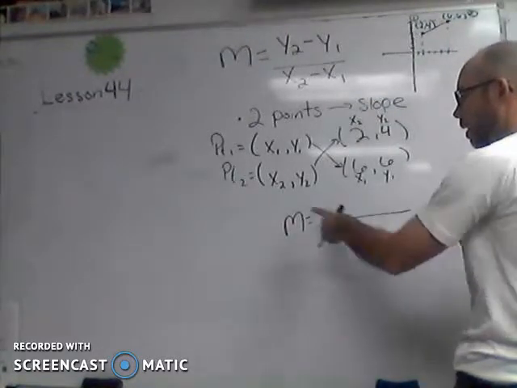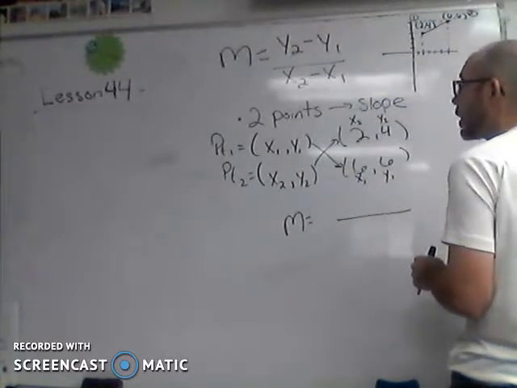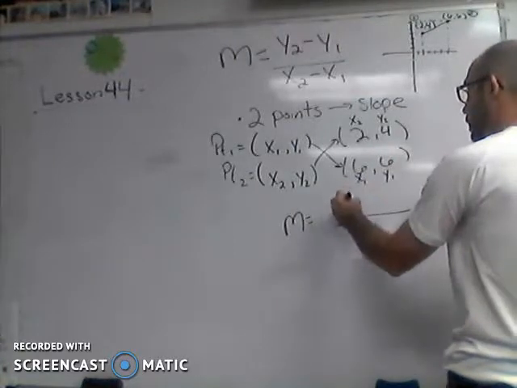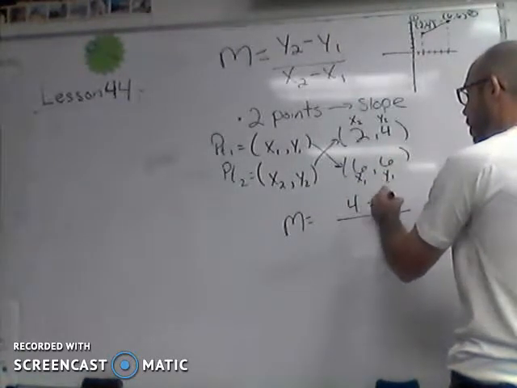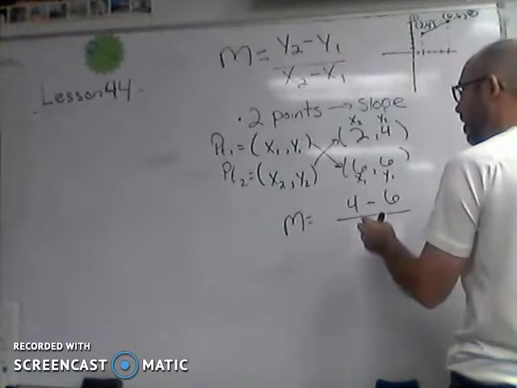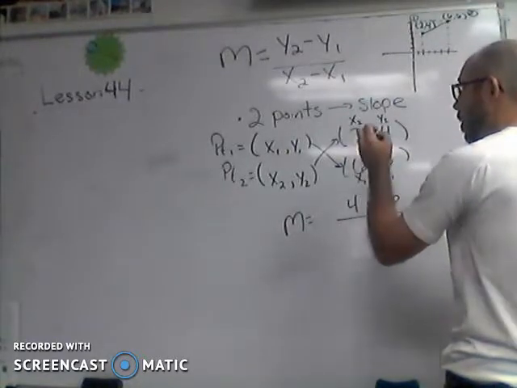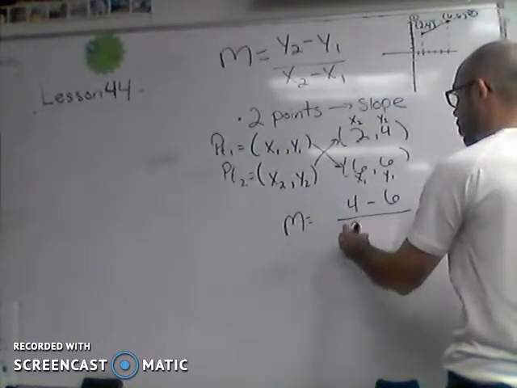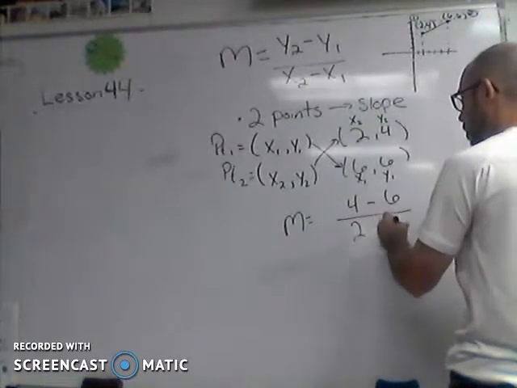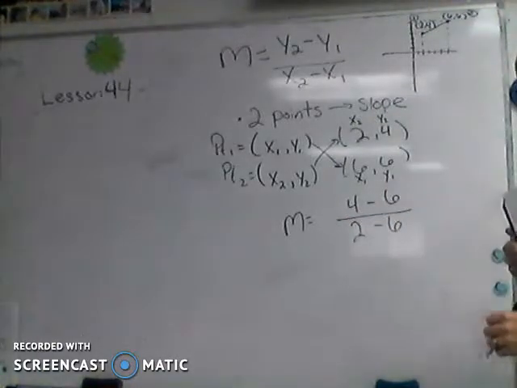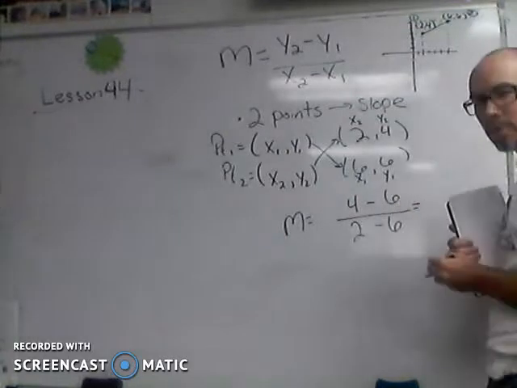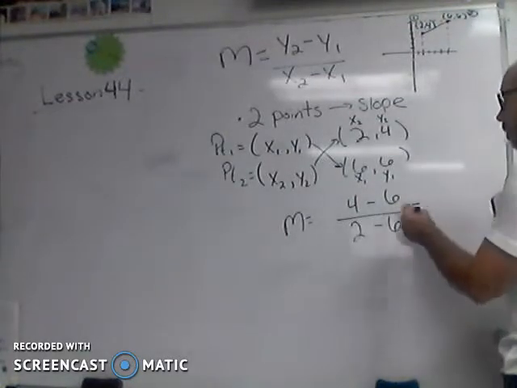Plug them into this thing again. So I'll get y2 is 4 minus y1 is 6, and x2 is 2 and x1 is 6. Now it looks like we're going to get some negative numbers here, but I think we're okay. You can see where this is going.